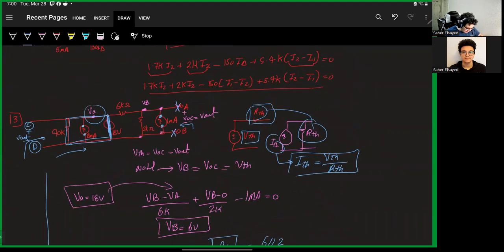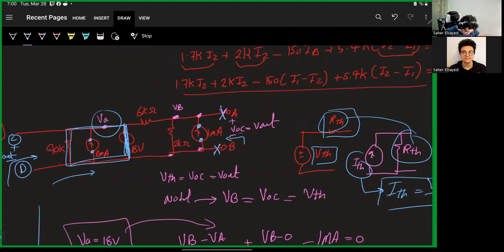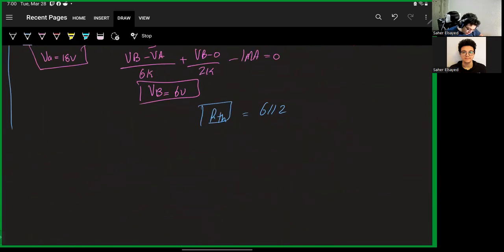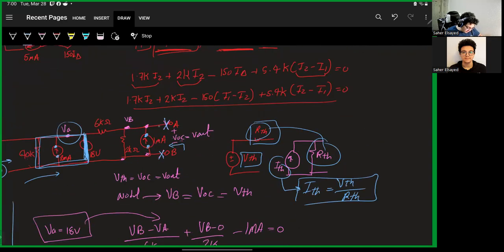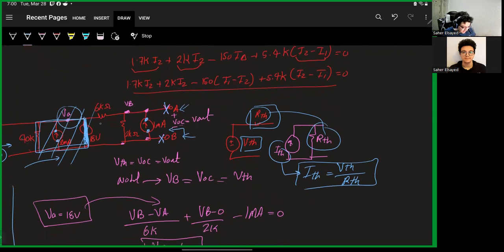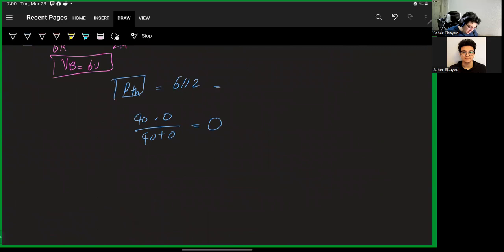Again, think about this. This is 40 and this is a short, right? So 40 in parallel with a short is what? It's 40k times 0 divided by 40 plus 0, so it's 0. But since we're looking here, we move on to this other side. This is completely out since we're looking at AB. And then you have 6 and 2, so you do 6 times 2 divided by 6 plus 2. You end up with 12 over 8, and that's 1.5.